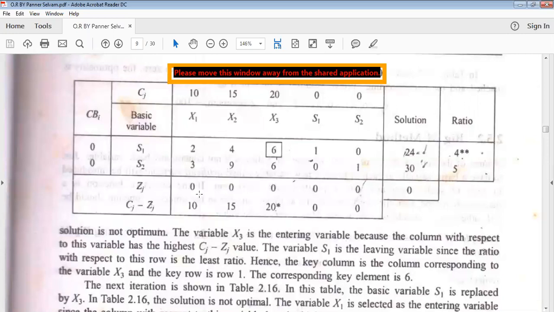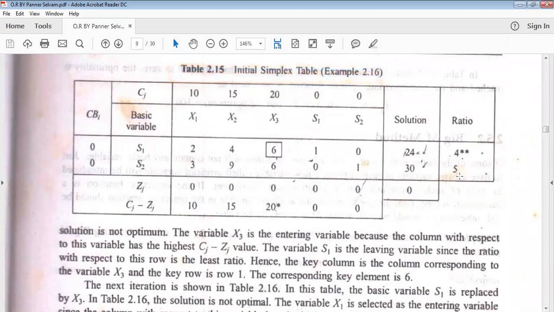Now you come to this. Among all the values, the maximum positive value is 20, and this is the entering column. In the entering column, the variables are 6 and 6. 24 by 6 is 4, and 30 by 6 is nothing but 5. Therefore, 4 is the smallest ratio, and therefore this is the entering row.